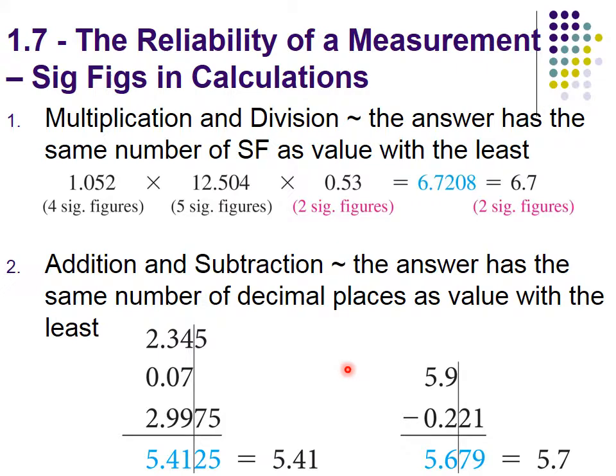The rule with addition and subtraction has the same purpose, but we get there in a different way. The rule with addition and subtraction says that the answer will have the same number of decimal places as the value with the least amount. So here are our 3 numbers. We have 3 decimal places, 2 decimal places, and 4. So because there's a 2 in there, our answer can only have 2 decimal places.